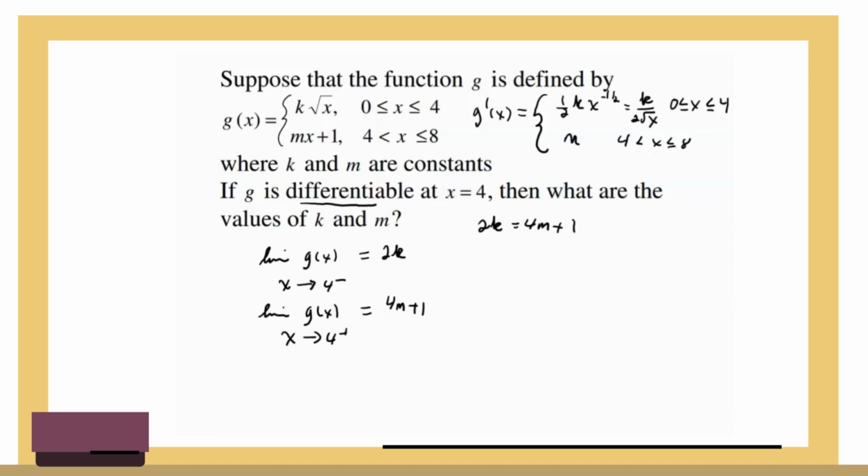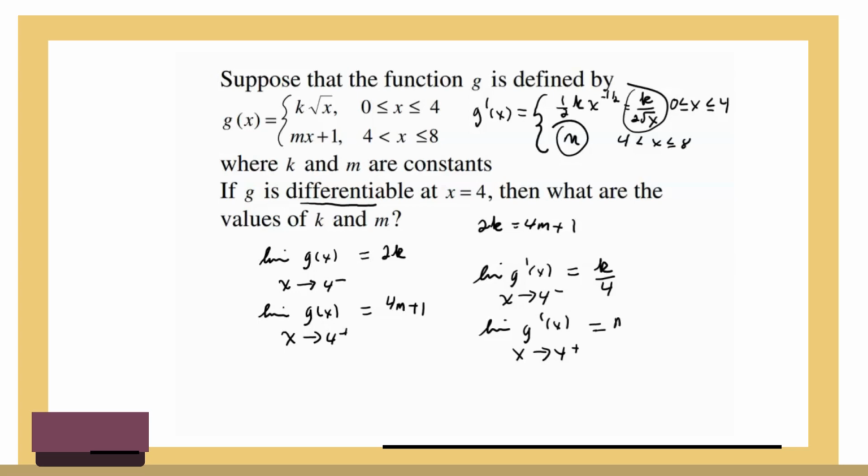All right, so to get my second equation, I'm just going to do the same thing with g prime. So we're going to say the limit of g prime of x as x approaches 4 from the left, because it's differentiable, so the limit of g prime as x approaches 4 has to exist and be the same. I'm going to plug in 4 into the top part here, and I would get k over 4. And then I'm going to do the same thing as x approaches 4 from the right, and that's just a constant m. So that means m must equal k divided by 4.